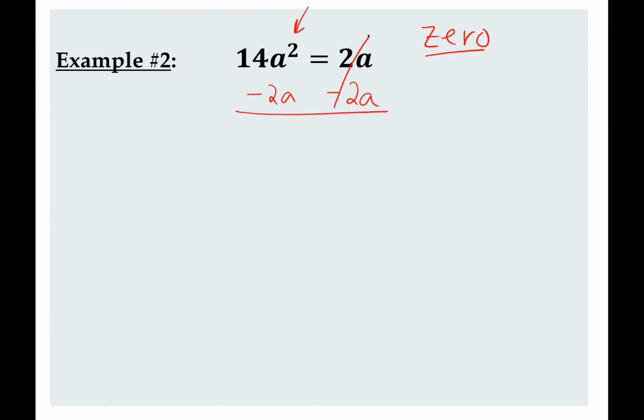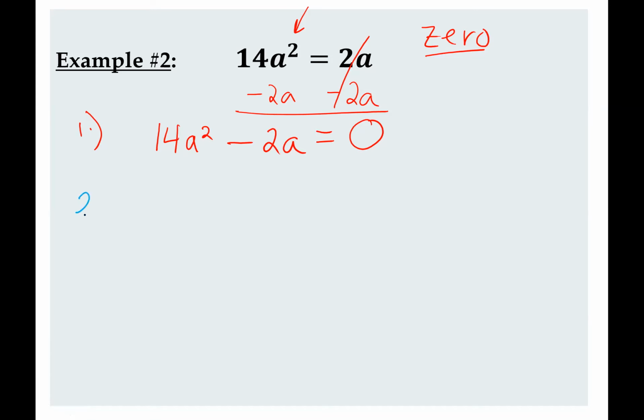Now, in case anybody's wondering, if you're looking at this 14a squared minus 2a, this is not 12, this is not 12a. Those are not like terms, so do not combine them. We're just going to write 14a squared minus 2a. Keep those terms separate, and then equals 0. That was our first step, step 1. We got the equation equal to 0. Now step 2, we're going to factor.